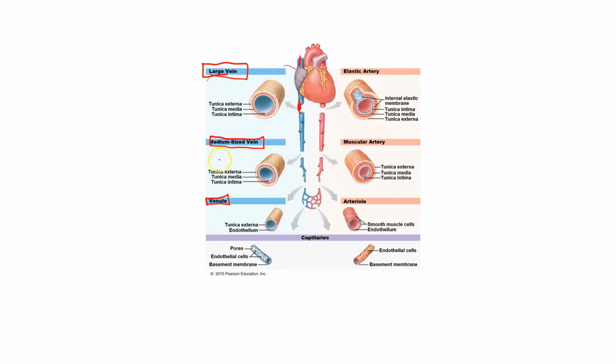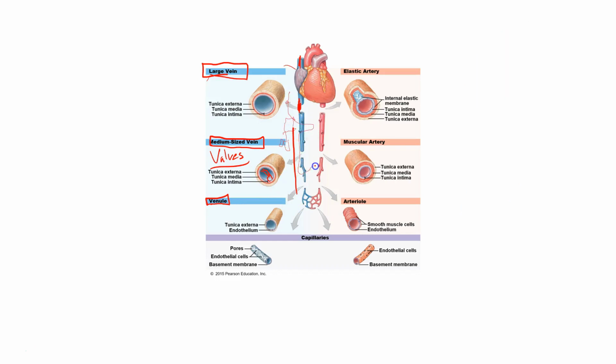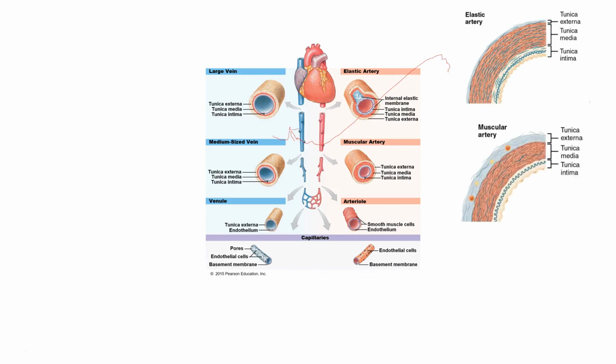One of the really interesting things about medium-sized veins is that they have valves. That's not found in any of the arteries. What happens is that the endothelium, that inner lining of cells, will make these little infoldings to create valves, which are going to help the blood flow back to the heart. In the veins, we have a low pressure system, and so it's harder for blood to get back to the heart without these valves.